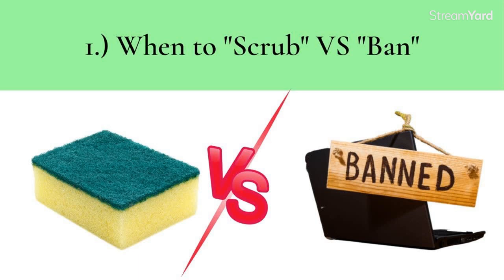So when to scrub versus when to ban. Scrubbing an email list is when you're going through an email list and cleaning out subscribers who have not opened or clicked on your emails in a certain amount of time. This video will only touch on scrubbing on a very overview level, but I do have an in-depth video about scrubbing coming up in the next couple weeks, so you can subscribe to my channel for more information on that.